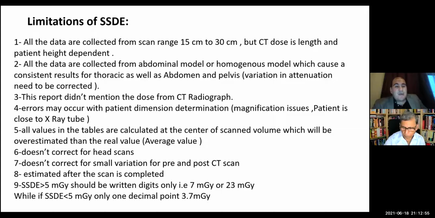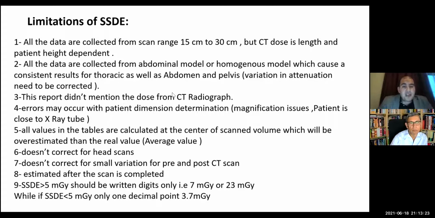All data are collected from an abdominal model or homogeneous model, which causes a constant result for the thorax, abdomen and the pelvis. It is illogical to estimate the same dose for chest, abdomen and pelvis, which have different attenuation. So there is different absorption of the X-ray. So there is variation in attenuation that causes variation in the absorbed dose also. So this also has to be taken into consideration.